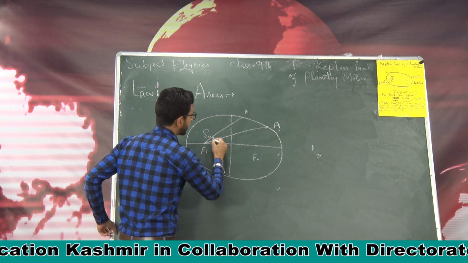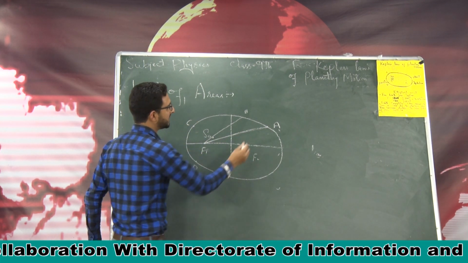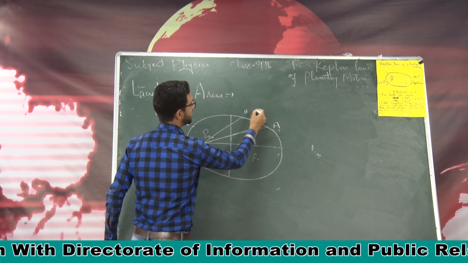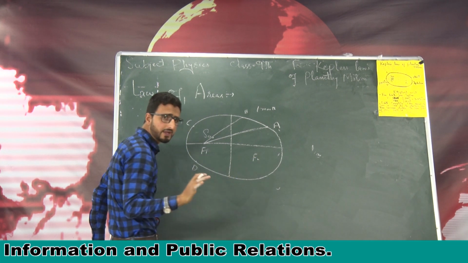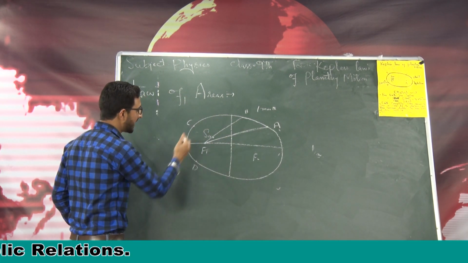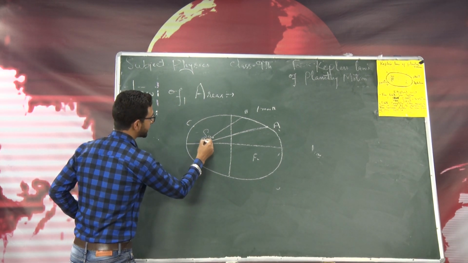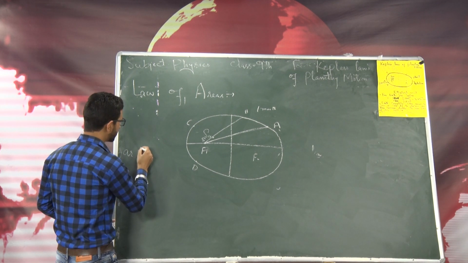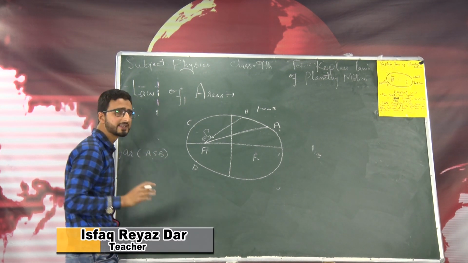This is the radius vector, that is the line joining the sun and the planet. Suppose the planet takes 1 month. Let me repeat it: suppose the planet takes 1 month in moving from A to B, then it will sweep an area equal to the area of the sector. Let me name this S, the position of the sun. So this will be the area of sector ASB.